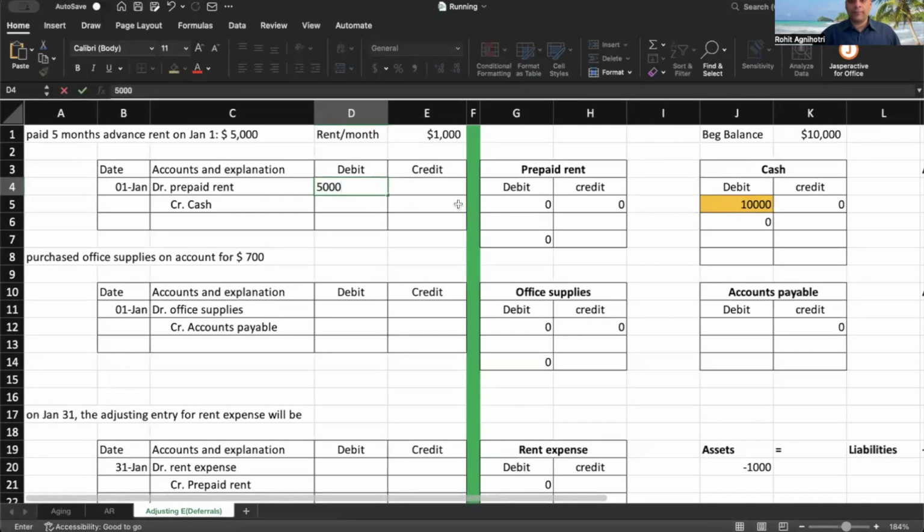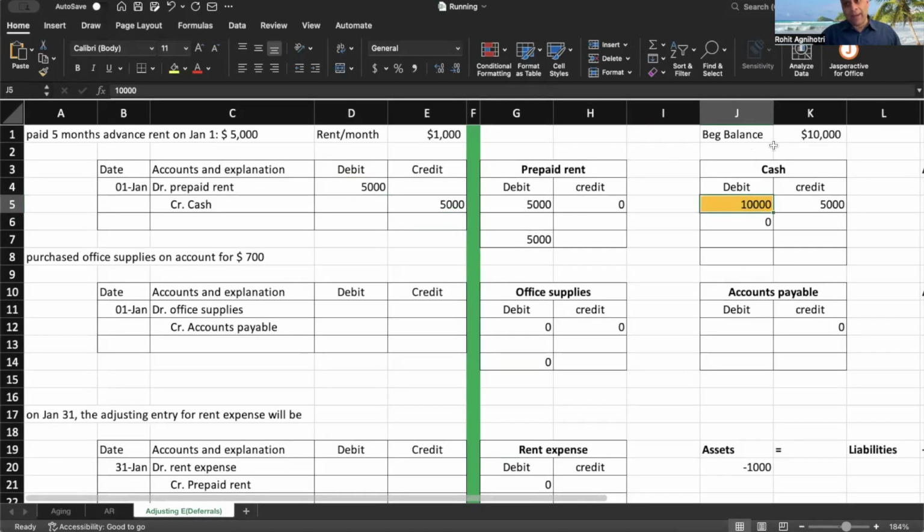$5,000 prepaid rent debit, and you paid cash, so cash credit $5,000. You would see this cash T account. $10,000 was your beginning balance, so obviously this was from the previous year. This is the balance you started your cash account with. What you did, you paid $5,000. We will just quickly do the final balance here.